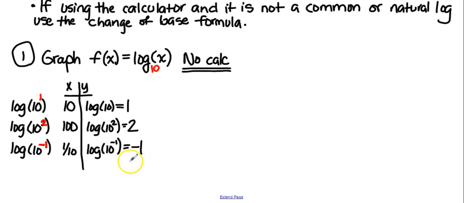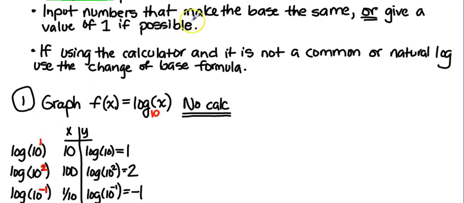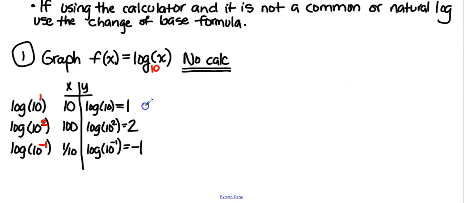And then the only part we haven't considered yet is inputting a number that makes the base the same or gives a value of 1 if possible. Well, we've done 1, so I take that back. We took care of that. What if we took the log of 1? This is the property I meant to say. Remember that log of 1, no matter the base, will always result in 0. That was a property we had at the beginning.